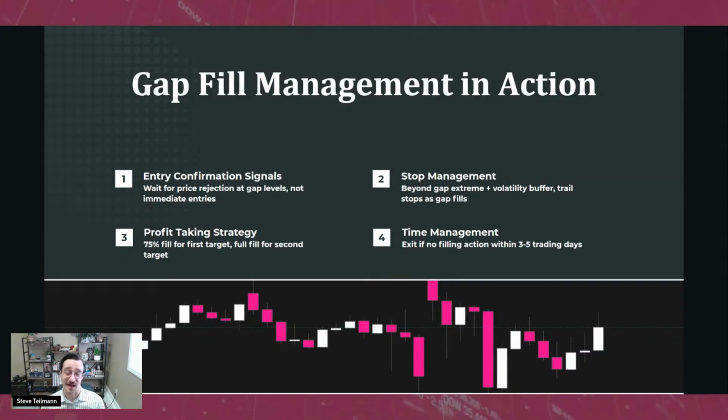And then as the gap fills, you trail your stops, because there are setups where the gap fills and then continues going. It does happen. So when you get those, you want to protect yourself and protect your profits of the gap fill. But you also want to leave some on the table in case it is a reversal pattern where it gaps up, fills the gap, and then continues downwards.